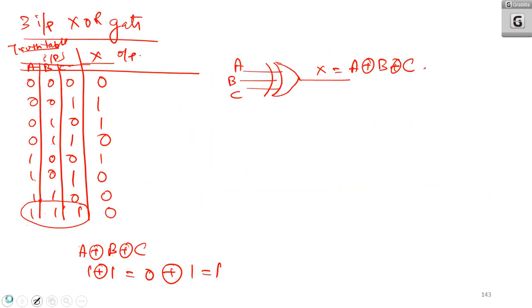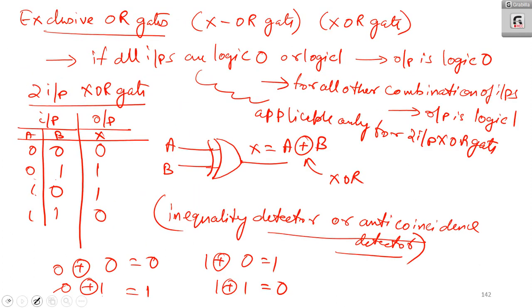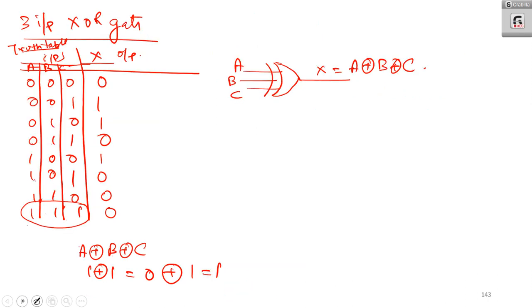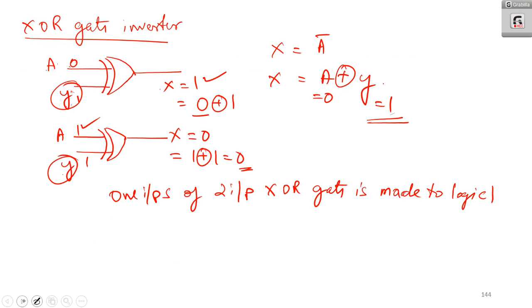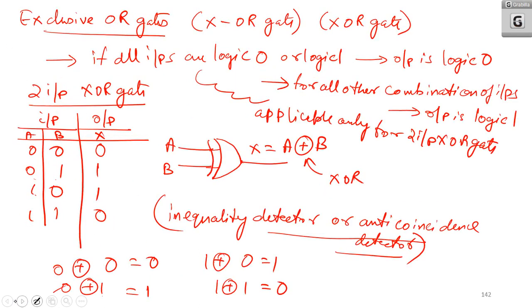Hope you have understood the concept of the exclusive OR gate. Till now we have discussed the 2-input XOR gate as well as the 3-input XOR gate. The 2-input XOR gate is also known as an inequality detector, or we can say an anti-coincidence detector.